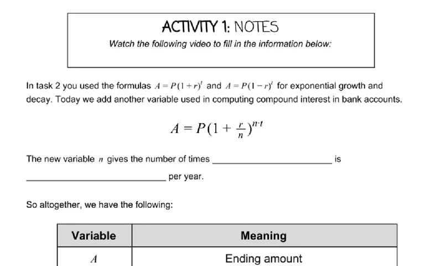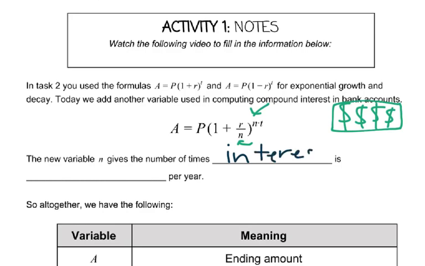In task 2, you use these formulas up here for exponential growth and decay. And today we're going to add another variable, n, and we're going to be using it to compute compound interest in bank accounts. So we're going to be talking about money today. And so this variable n, you'll see it shows up there in the exponent. It's also there underneath the r, so you're going to have to use it twice. And it represents the number of times that the interest you receive on your investment is compounded per year.